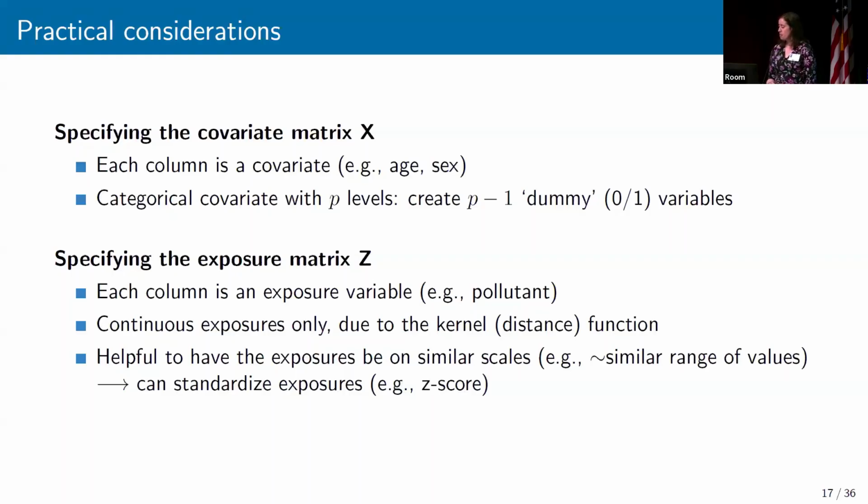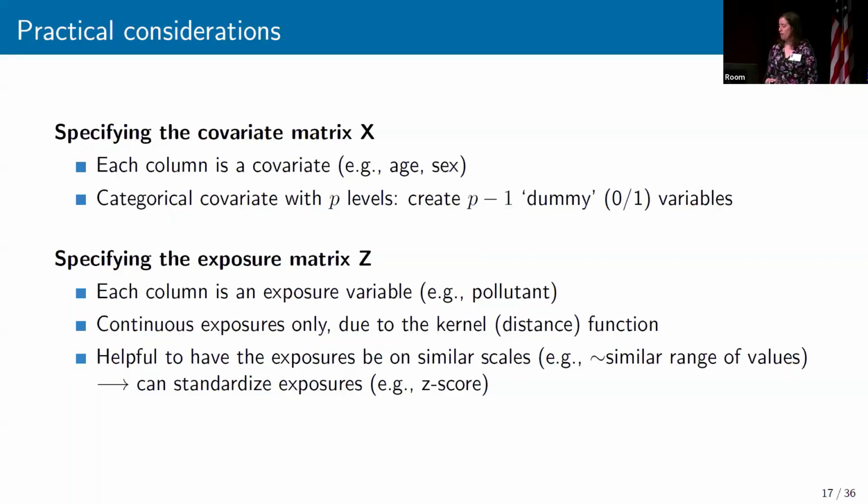For specifying the exposure matrix Z, again, each column is an exposure variable, so a pollutant or one of your mixture components. And I wanted to note this because I've gotten some questions about it. Right now, we just have it for continuous exposure. So if you wanted to look at interaction between some continuous variables and some categorical variables, unless the categorical variables have many categories that you could model effectively as continuous, it wouldn't work with a smaller number of categories or binary with the way that it's currently implemented.